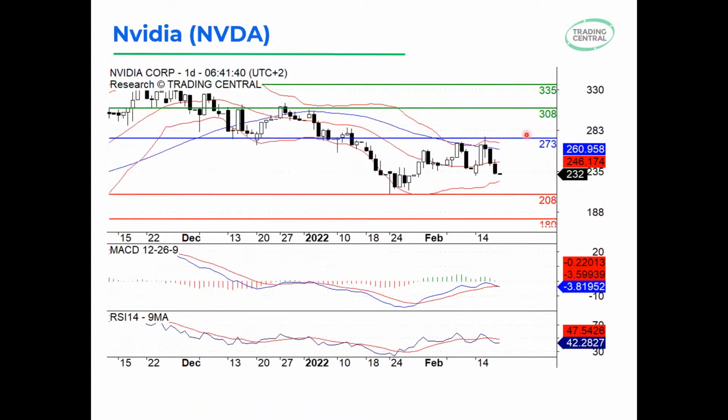Okay, now tech stocks. We can see that whenever tech stocks are doing well, the leading sector in recent years is most probably the semiconductor sector. NVIDIA is the leading stock, a leader in the semiconductor sector. This is an updated chart, and we can see a stepwise downtrend for this stock.